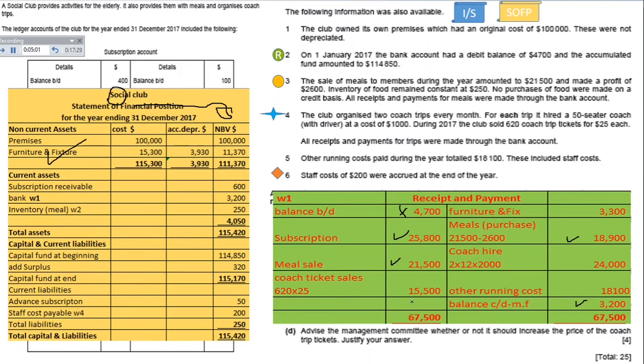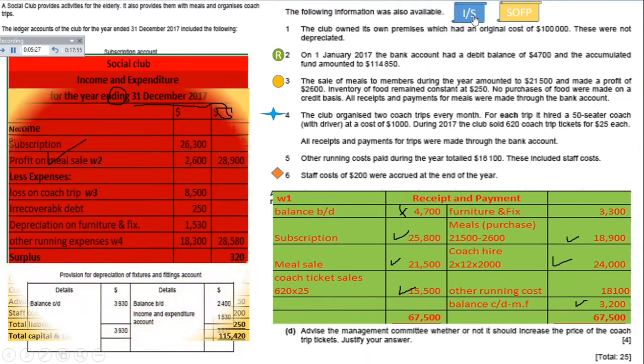So coach ticket sales. You have here 15,500 as receipt. We are trying to calculate whether it's profit or not. Coach ticket here, and then there's coach hire here. So the difference, obviously the expense is more, so this is going to go as a loss. So you'll have to show it in the expenses section. In the expenses section, you can see loss on coach trip 8,500. That's your 24,000 minus 15,500.